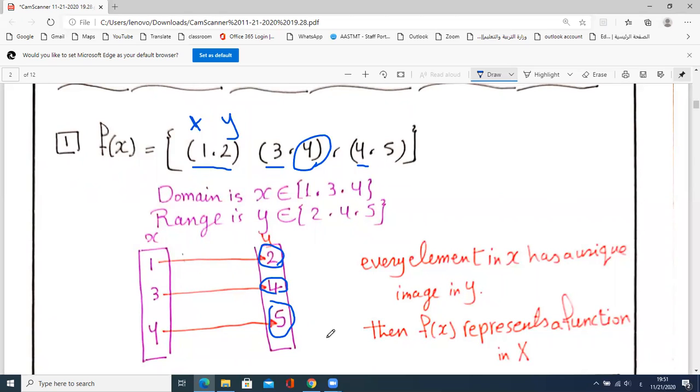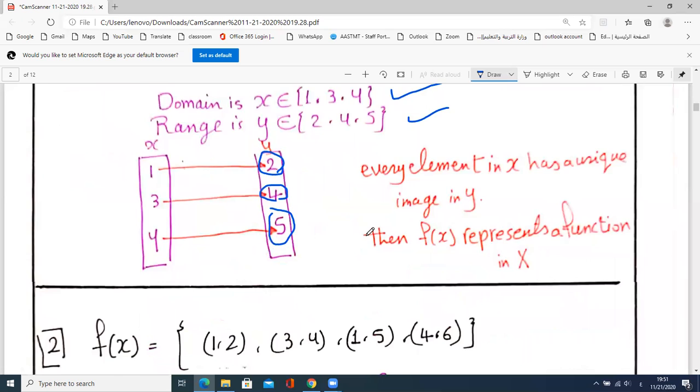Then this relation is a function in x with domain 1, 3, 4 and range 2, 4, 5. Okay, the range is the values of y, the domain is the values of x.